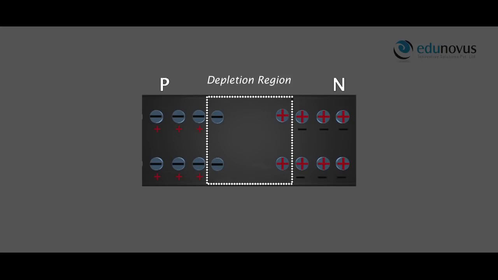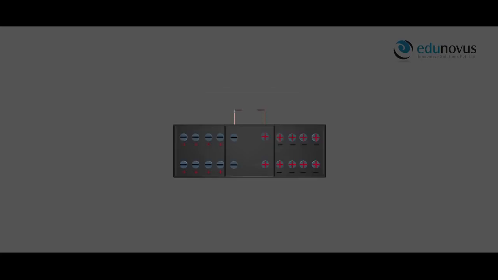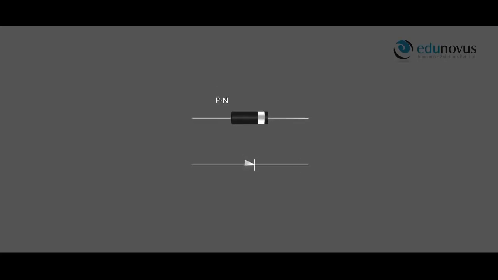Since on either side of the junction region stationary positive and negative charges exist, there is an electric potential difference Vd across the junction, which is called the potential barrier. It prevents the further movement of holes and electrons. And this whole combination is nothing but the PN junction diode. Here, the white line on one end indicates that it is the negative terminal.